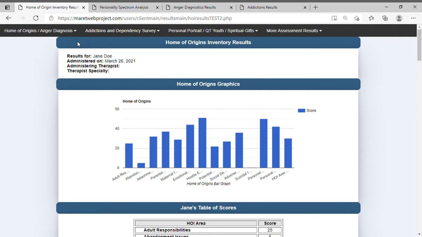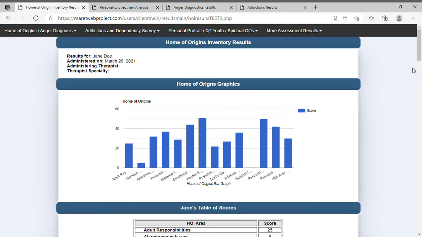The topic of today's video is interpretation of home of origin graphics, or home of origin results, including the graphics. This is going to be a two-part series. The second one will incorporate not only home of origins, but a number of other assessments, and I'm going to take you through and show you how they all connect together. So let's get started here before we lose track of time.